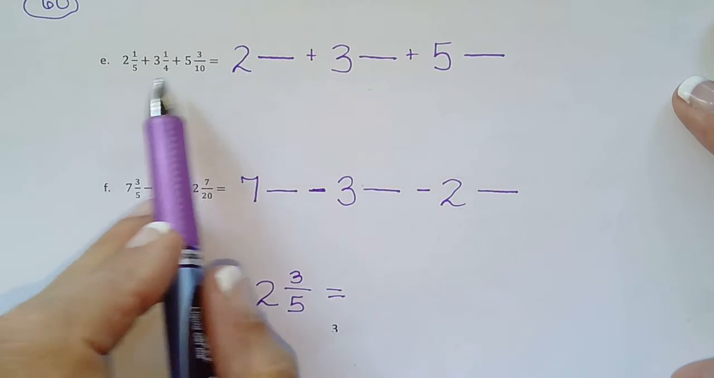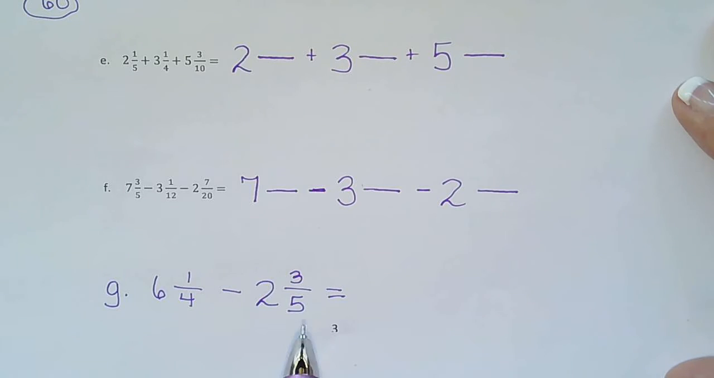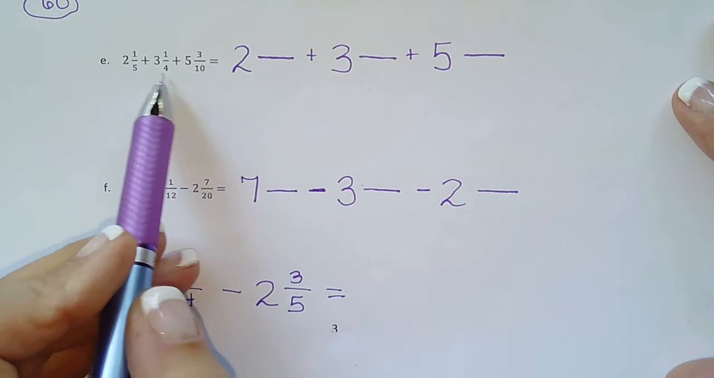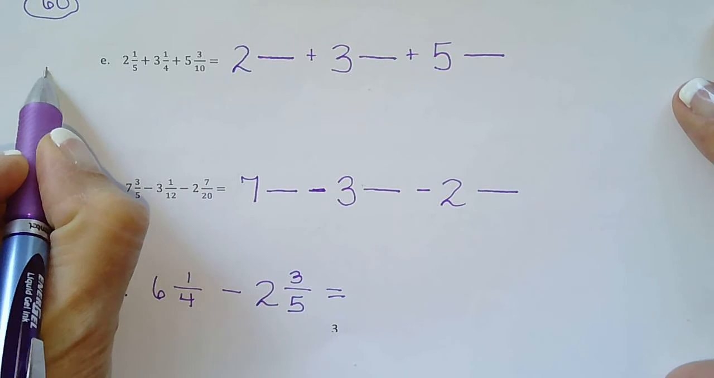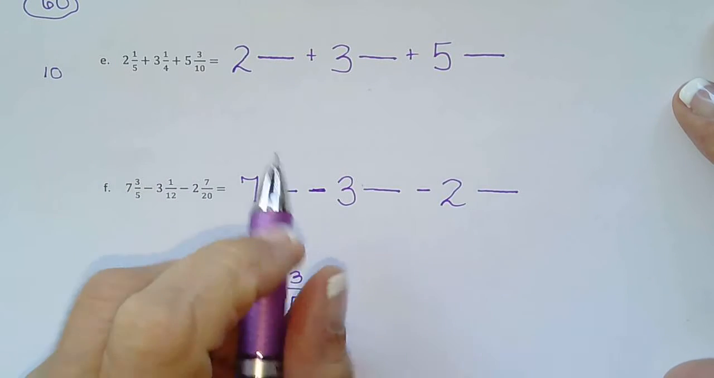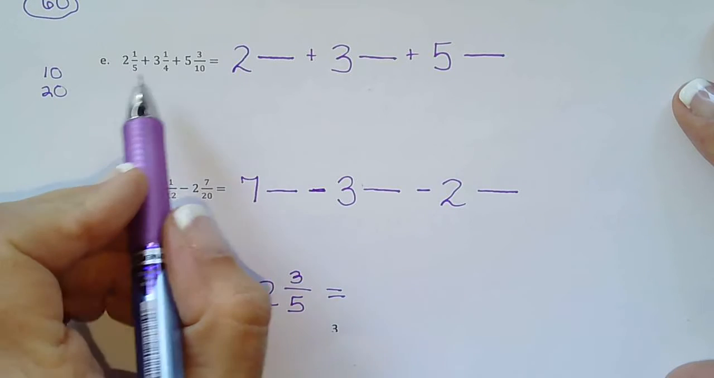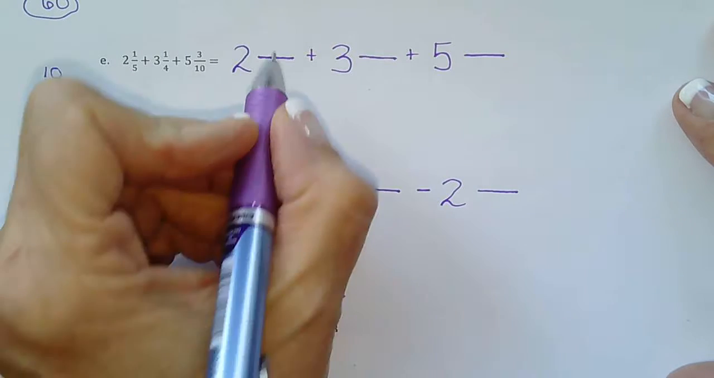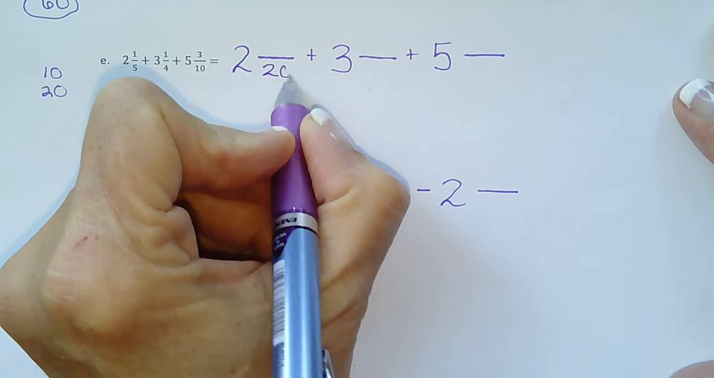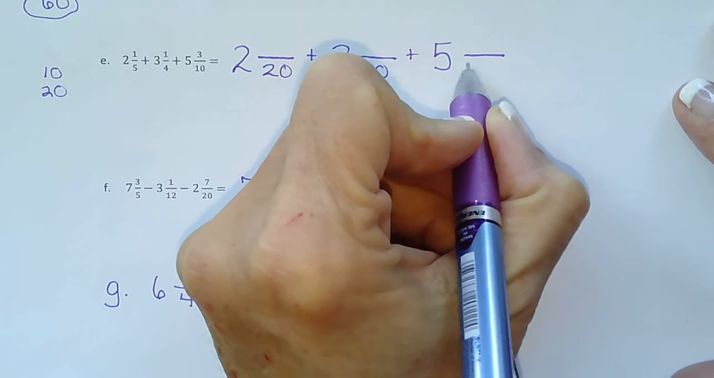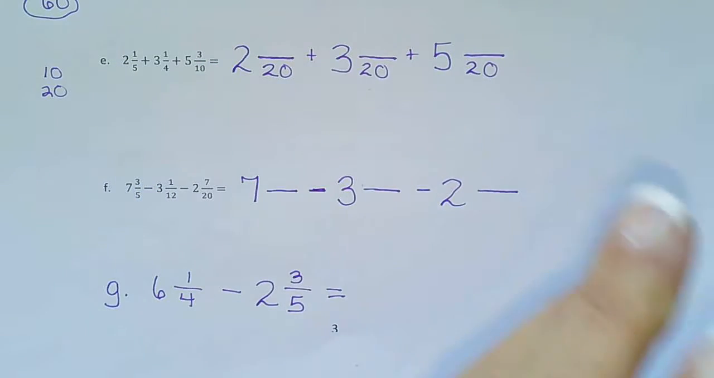Notice how I just wrote my whole numbers out, but you still look at your fractions and decide what the common denominator is. So 10, nope, 4 doesn't go into 10. 10 times 2 is 20. Yes, yes, yes. So now I'm going to have 20 in the denominator of every fraction.